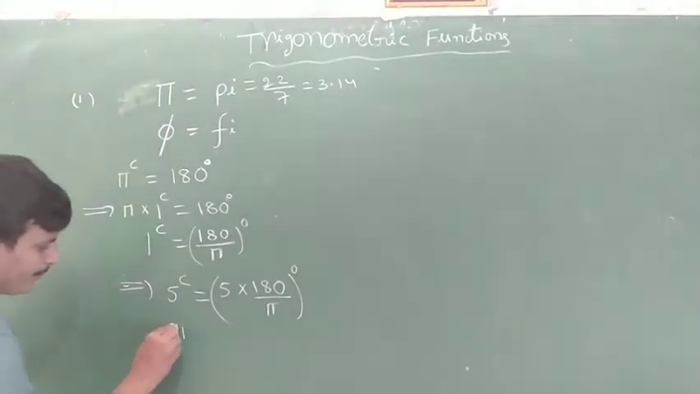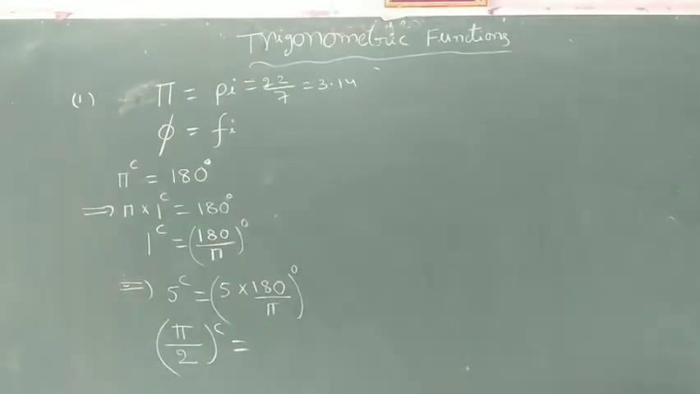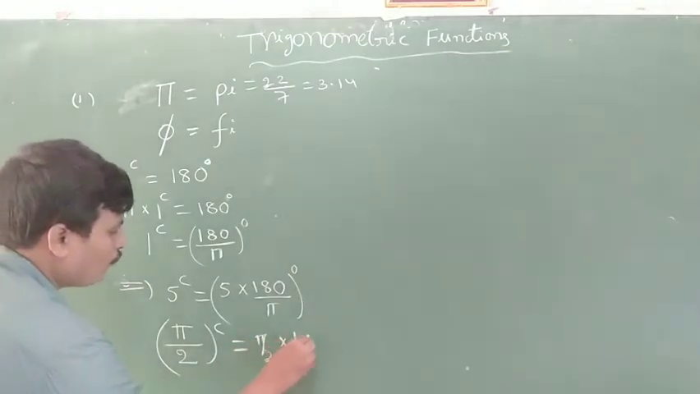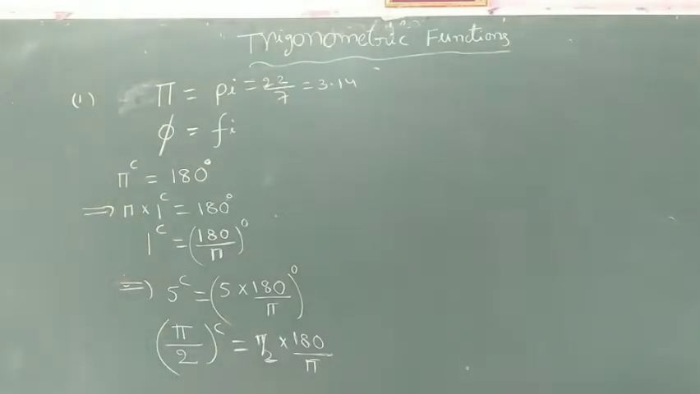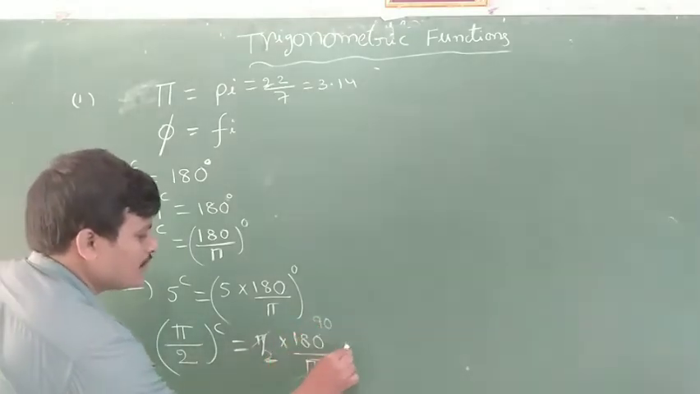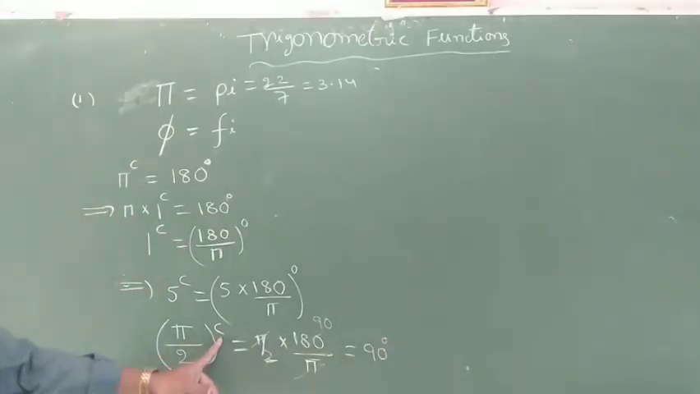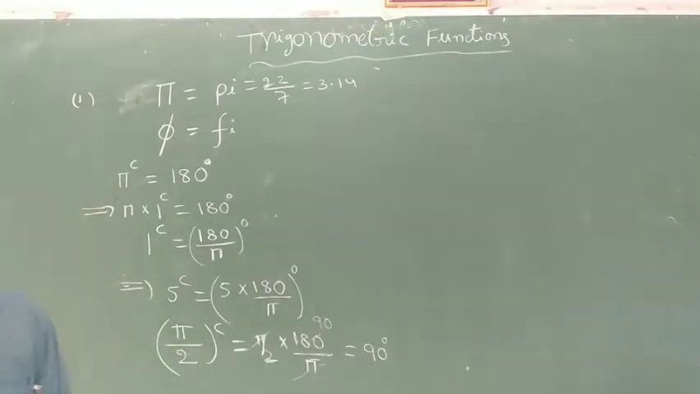So, pi by 2 radians is equal to pi by 2 into 180 by pi. Pi cancels, leaving 2 ones and 2 nineties, so that is equal to 90 degrees. Pi by 2 radians is equal to 90 degrees.